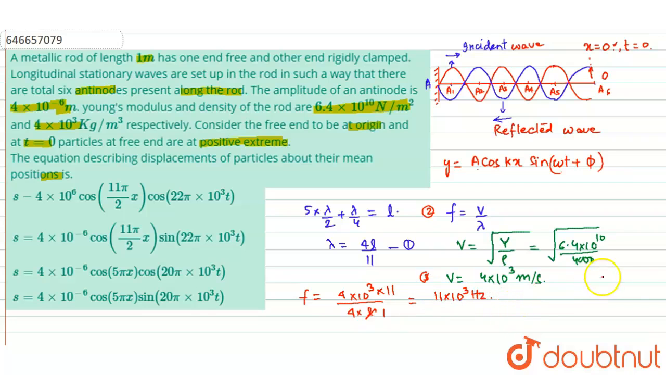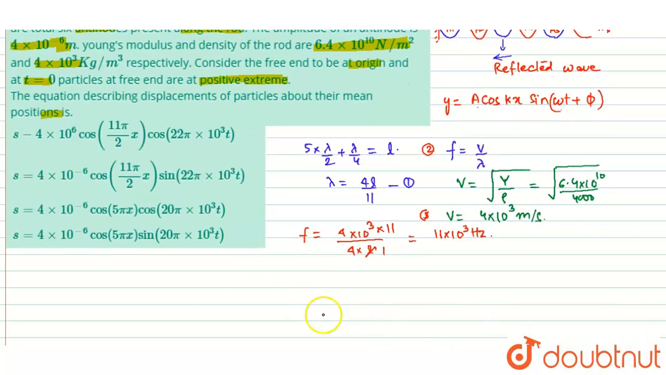Now we have found out the frequency. Now we can calculate the value of k here. The first thing that we can calculate is k equals 2 pi divided by lambda. So from here we get the value of k as 11 pi whole divided by 2. This will be the value of k. Now let this be equation number 2. We will use it later.